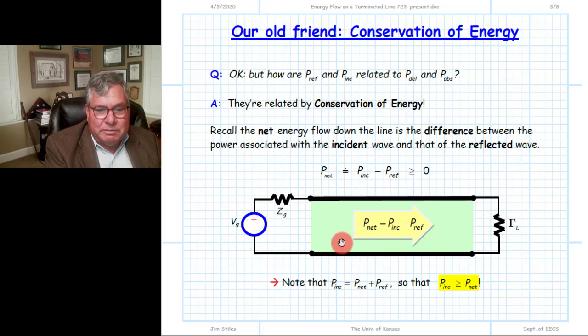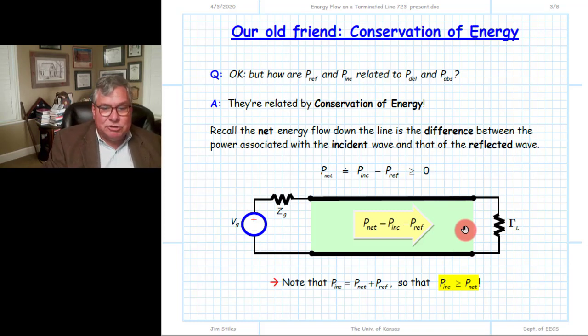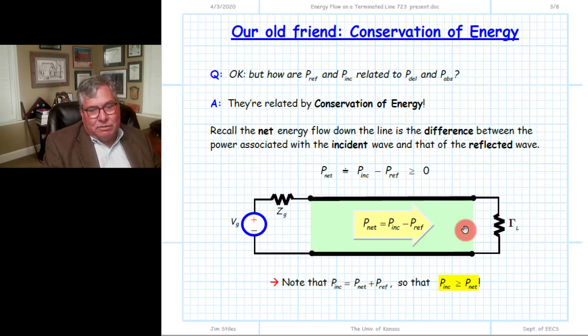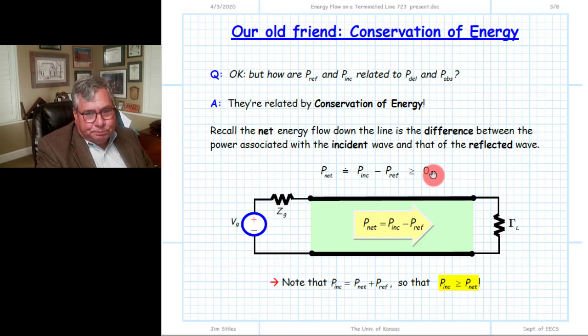And the important thing to remember is that net power flow is the same at every location on the line. The net power flow at the beginning of the line is the same as the net power flow at the end of the line. That's due to the fact that the transmission line is a lossless device, and therefore it cannot alter the rate of net power flow. Again, this net power flow is a non-negative value. It must be greater than or equal to 0.